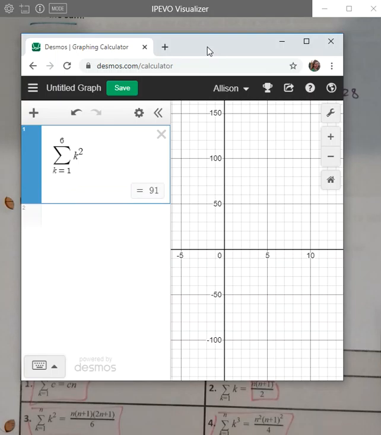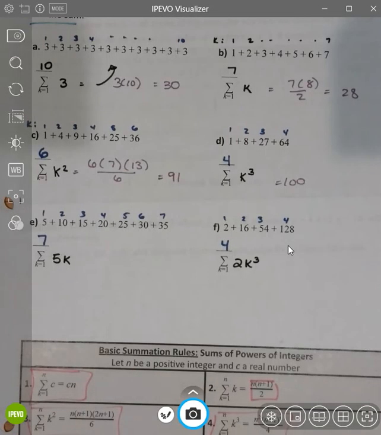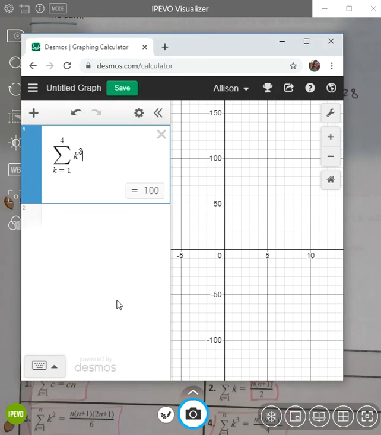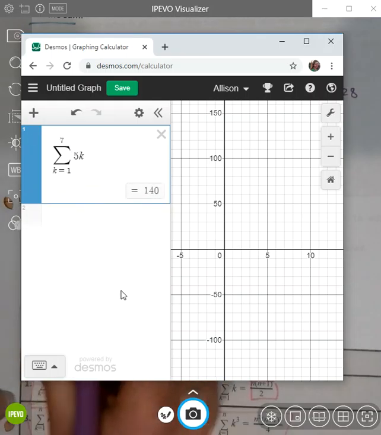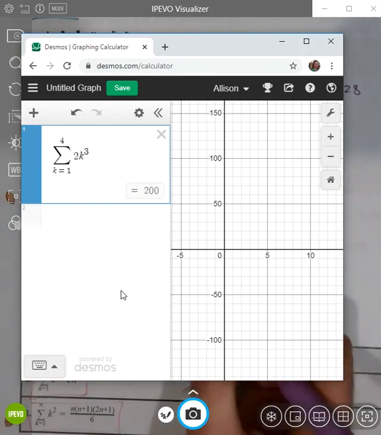And now for the other ones, I'm going to go to 4. Now it's going to be k cubed. And so we get 100. So the next one is 100. Just writing down our 100 here, and we're going to do the last 2. And I'll flip my screen back over there. So this one is k equals 1 to 7, and it is 5k, and so I get 140. And then 2k cubed, but we're only going up to 4, and so we get 200.